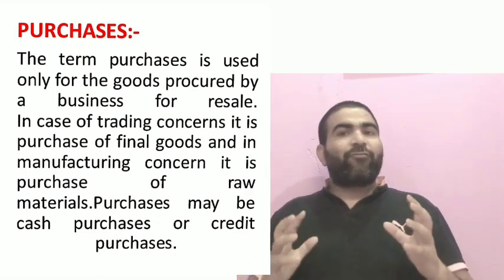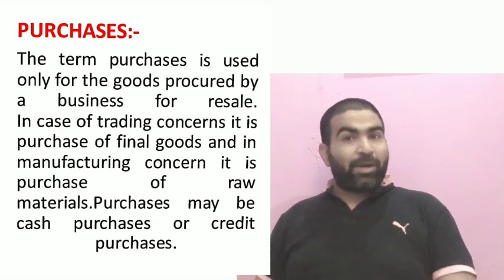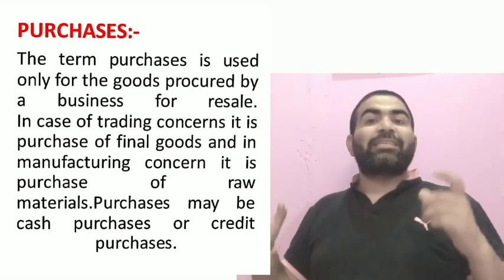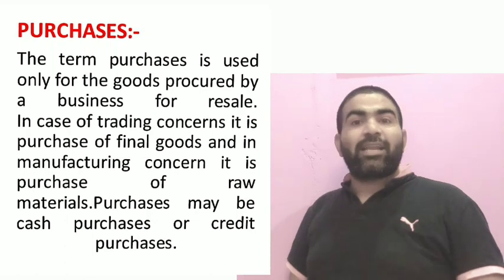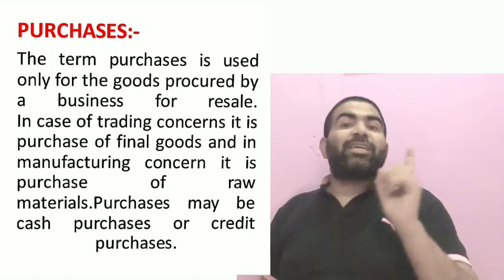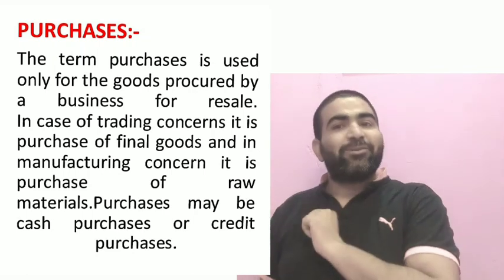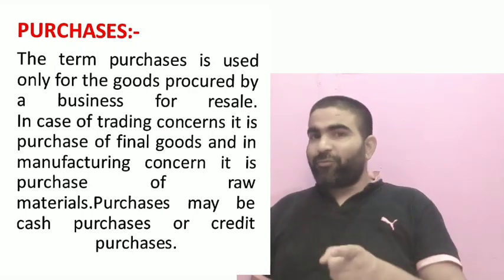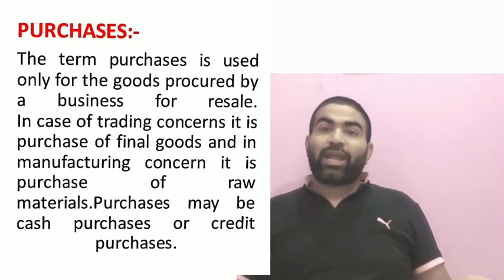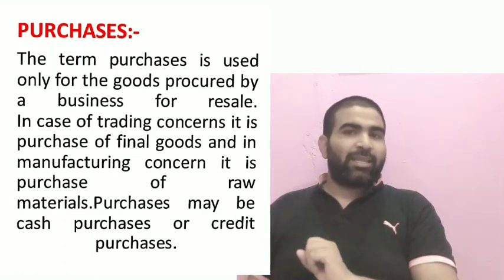But if you purchase a sofa or a table for your office purpose, these things are not treated as goods. These things are treated as assets. So you make the journal entry Furniture account debit to cash, not Purchase account debit to cash. If you purchase anything for the business purpose, it will be treated as an asset, so you have to write the name of that particular asset in accounting.